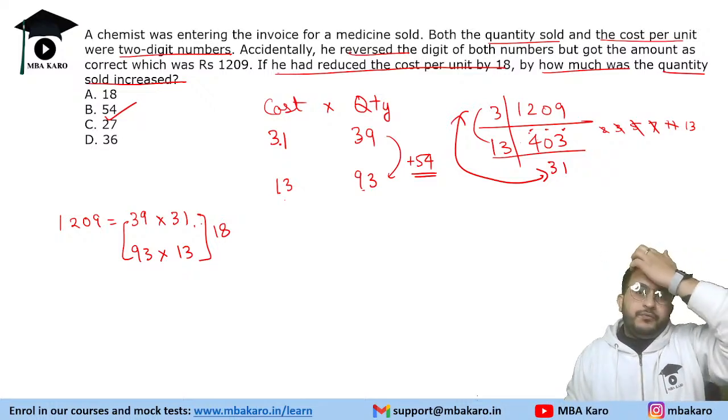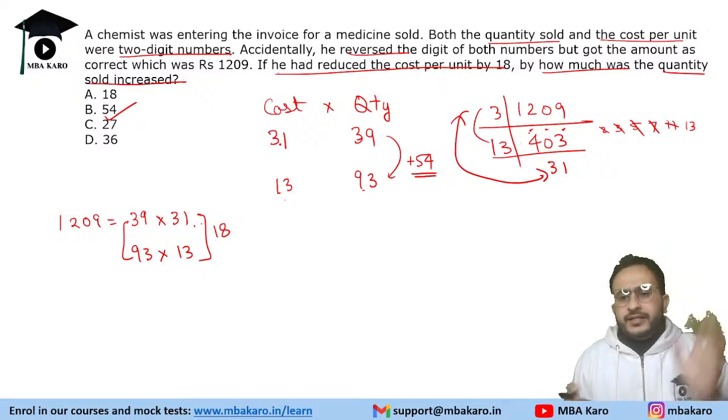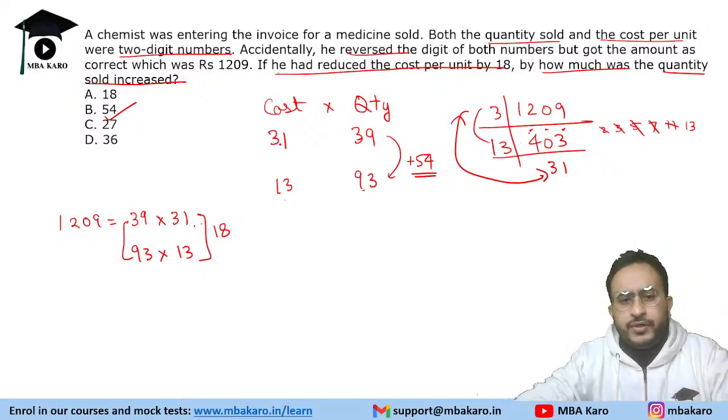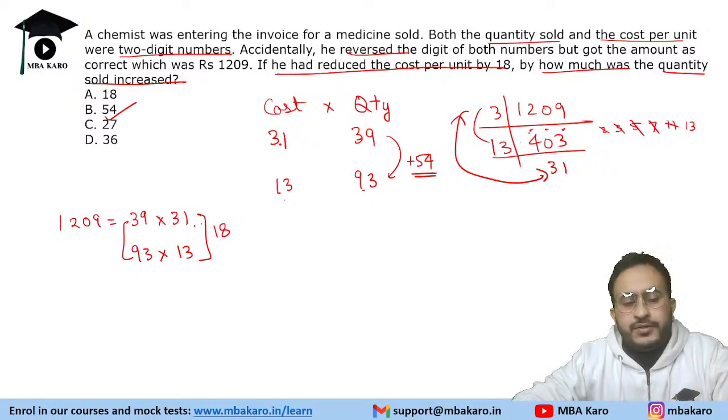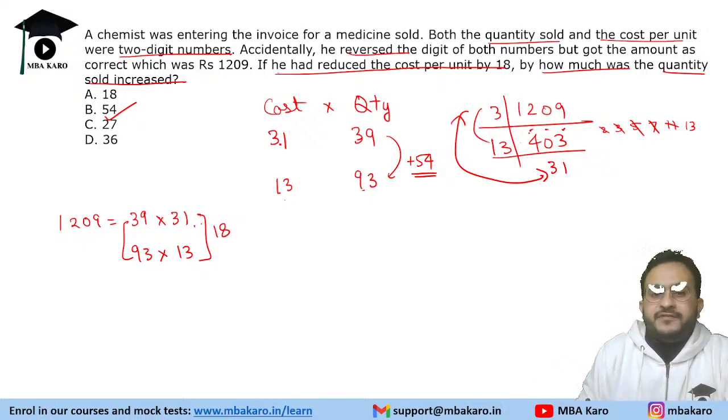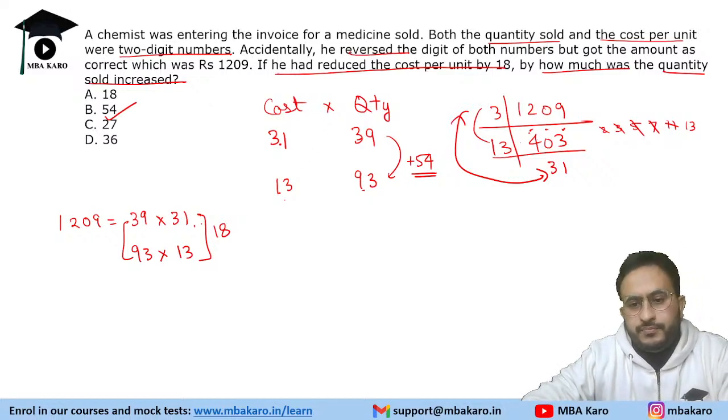Okay, so what is happening in this case is the product is remaining the same. In one case we are reducing the cost price, so the quantity will increase, and these are two numbers which have reverse digits. Okay, so that will be the answer. So based on number systems, product of numbers, factors and all had to be used here.